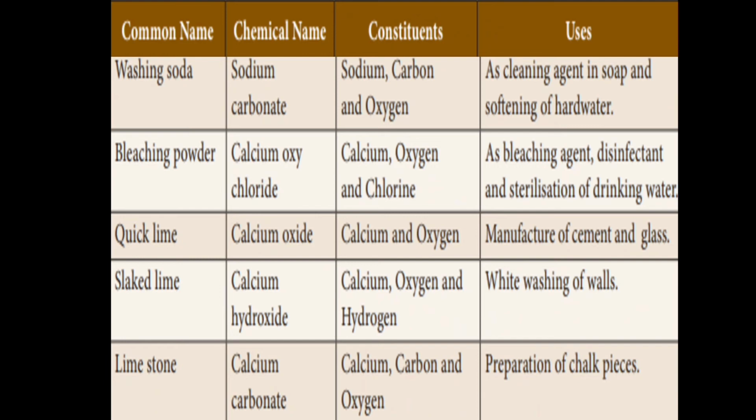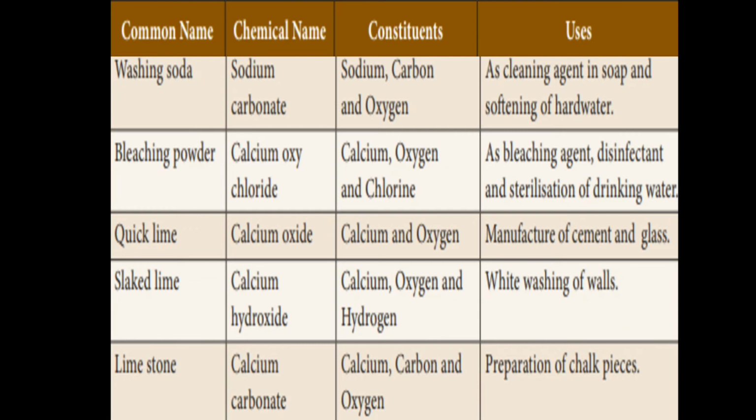Bleaching powder: the chemical name of bleaching powder is calcium oxychloride. The constituents are calcium, oxygen, and chlorine. Bleaching powder is used as a bleaching agent. It is used as a disinfectant and also in sterilization of drinking water. Quicklime: the chemical name of quicklime is calcium oxide. The constituents are calcium and oxygen. Quicklime is used in the manufacture of cement and glass.